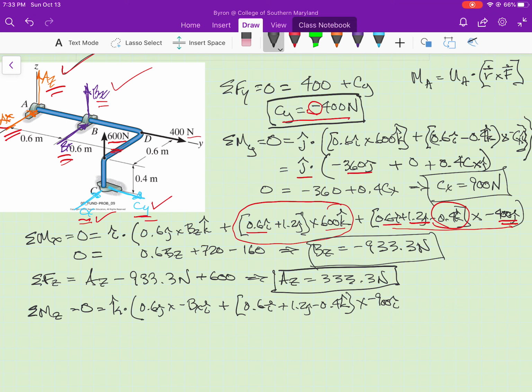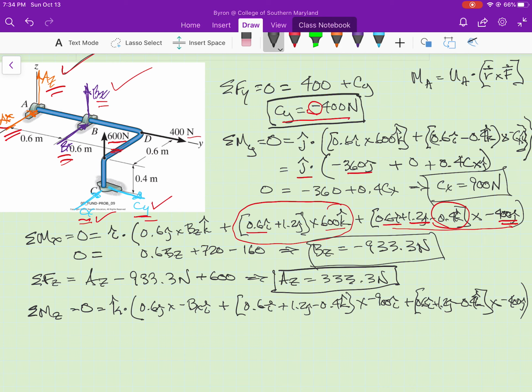And now c sub y is going to have the exact same position vector, 0.6i plus 1.2j minus 0.4k crossed into c sub y, which remember is negative 400j. Okay, now I only have to worry about the k components of the moments.